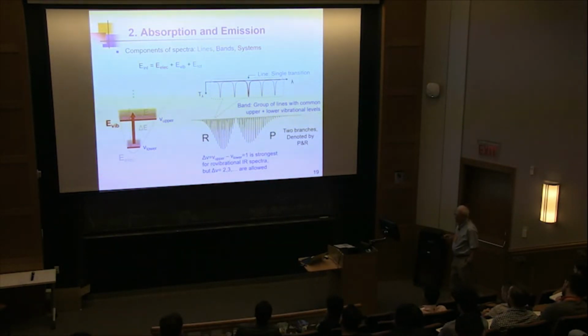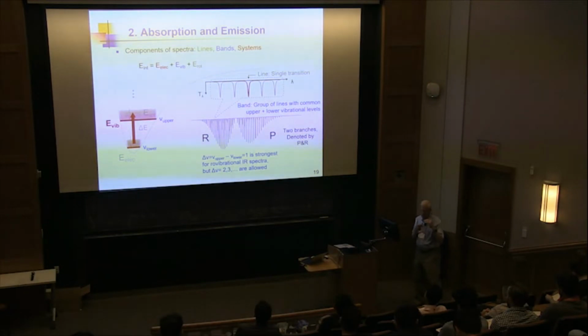Now we use as a definition delta V. Delta is always upper minus lower. For rovibrational spectra, meaning combined rotation and vibrational spectra, delta V is almost always 1. Where did that come from? Quantum mechanics. Quantum mechanics tells us that delta V of 1 is strongly favored over 2 or 3. They're allowed, but they're much weaker.